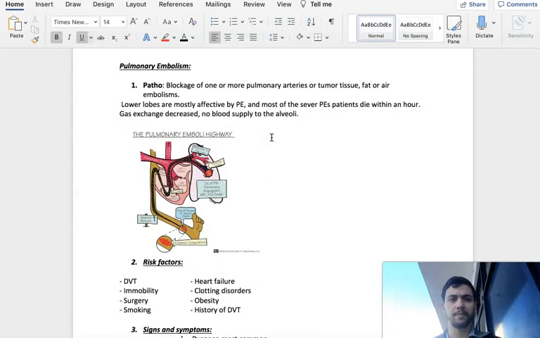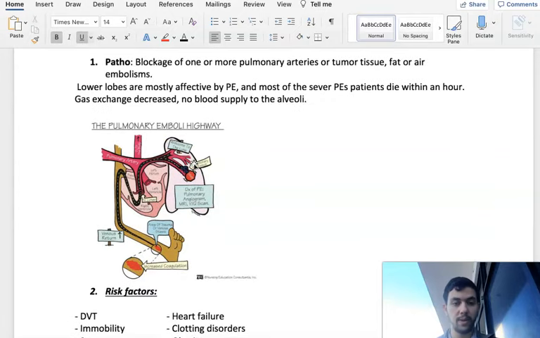Let's talk about PE. Pulmonary embolism basically is a blockage of one or more pulmonary arteries by a clot, tumor tissue, fat, or air embolisms. So basically the lobes are mostly affected by PE. Most of the PE patients die within an hour because the gas exchange decreases and there is no blood supply to that alveoli. And here's the picture.